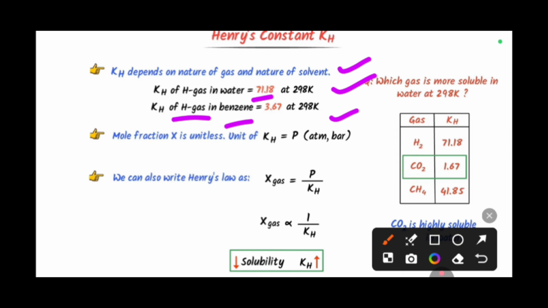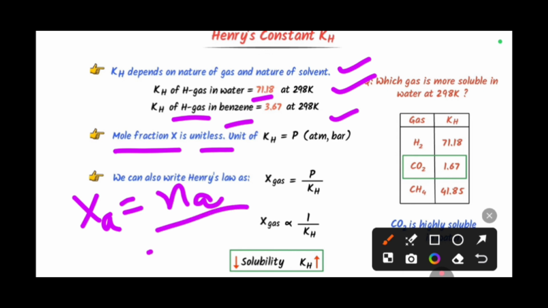Okay. But here you can see one more thing: mole fraction x is unitless. Why is it called unitless? Because if you solve the mole fraction, it is equal to the moles of the solute you are taking. Suppose you take solute a, then you write na on top and na plus nb on the bottom. Both are moles only, so the units cancel, and it becomes unitless.